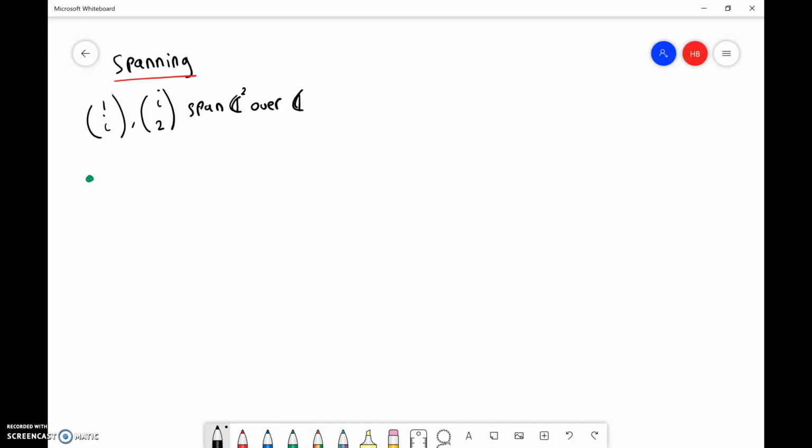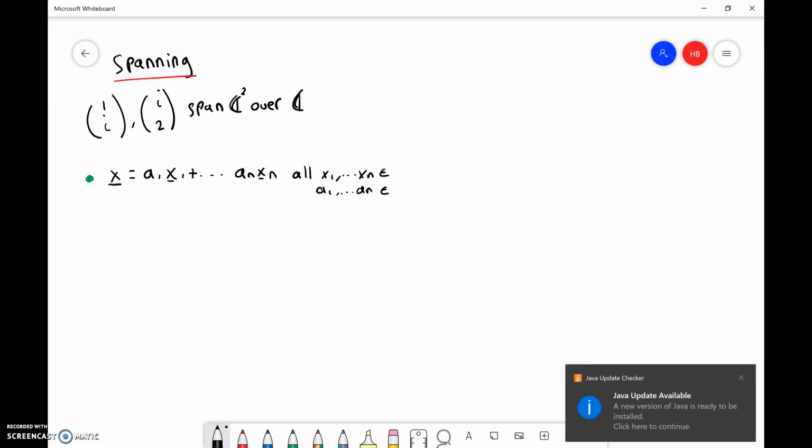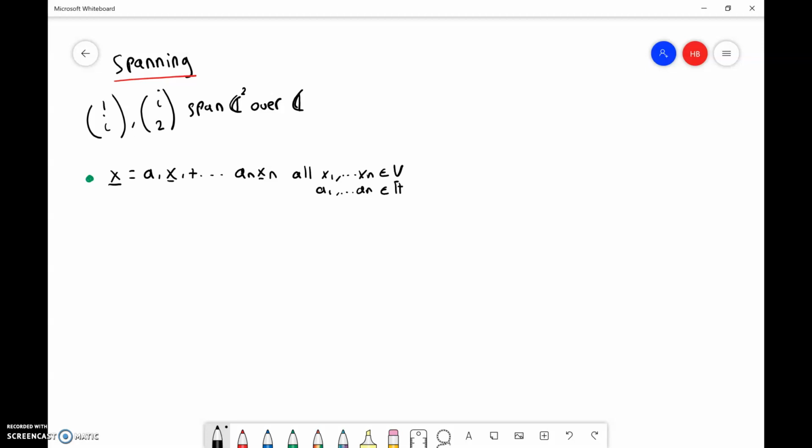Span means that if I've got a vector x, then that vector x can be written as a linear combination a1 x1 plus up to an xn, where x1 up to xn are in our vector space, so in our set, and a1 up to an are in our field. So that's what spanning means. So we're going to look at this.